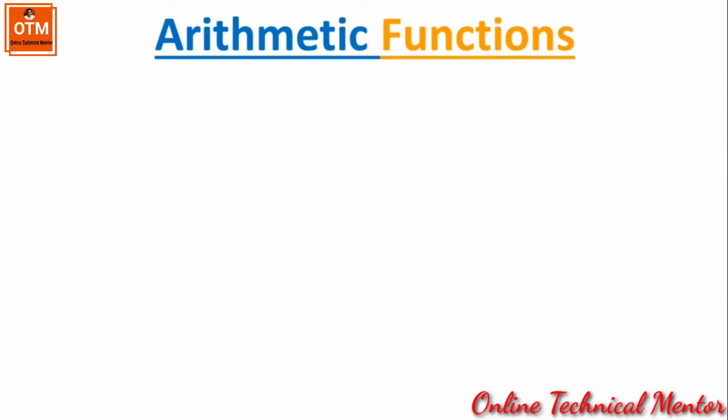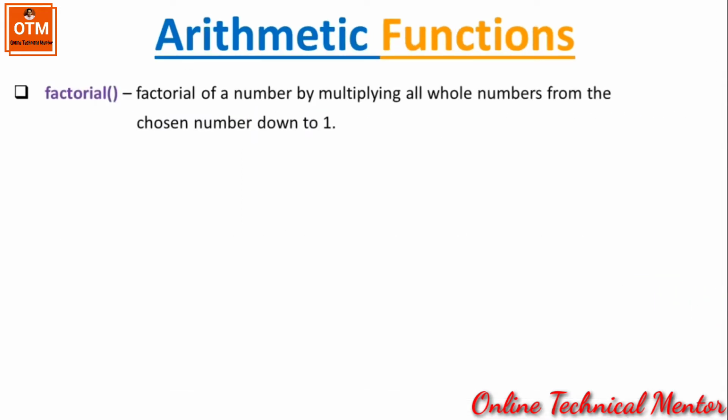Next, let's move to arithmetic functions. So there are several arithmetic functions. Let me discuss one by one. The first one is the factorial. Factorial of a number is found by multiplying all whole numbers from the chosen number down to 1.